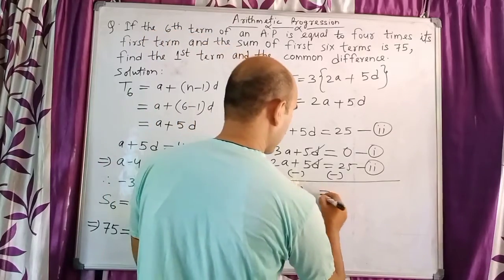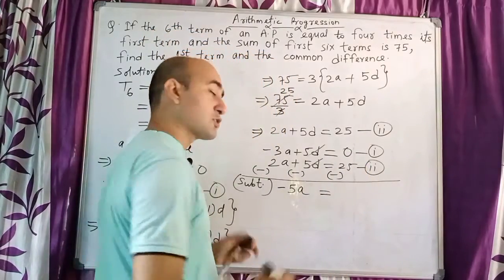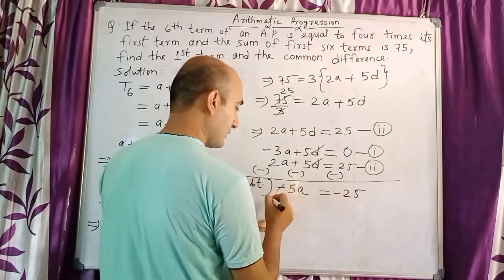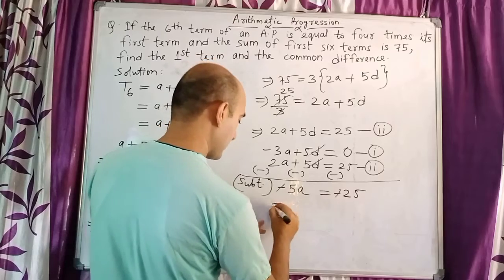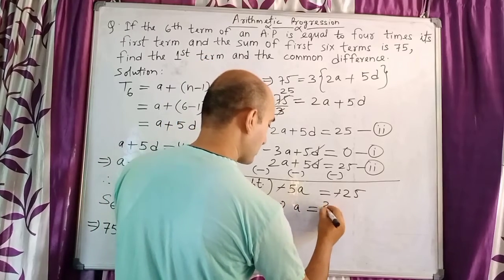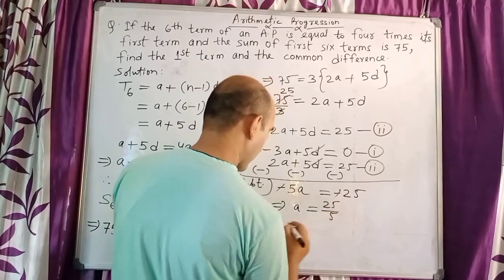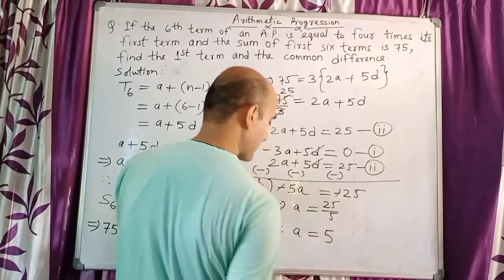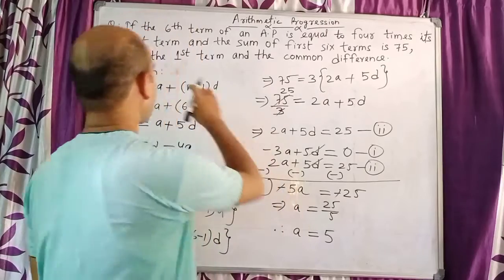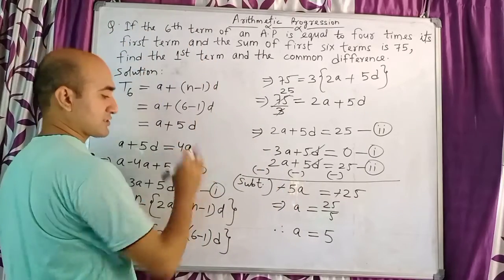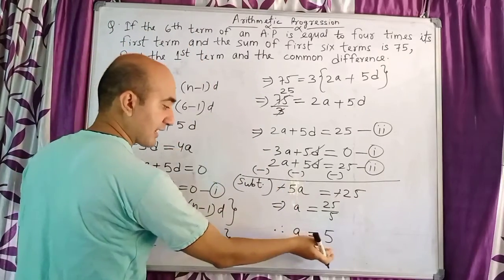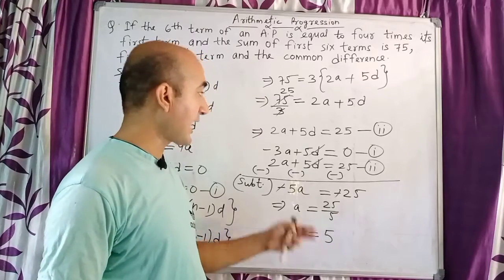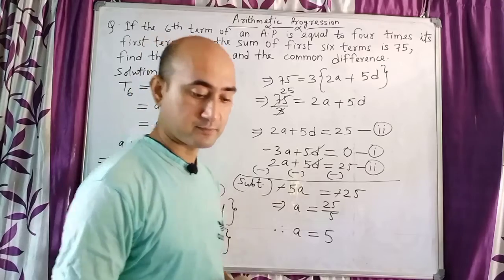And here will be 0 minus 25. 0 minus 25 is minus 25. So minus minus can be cancelled. So a will be equal to 25 by 5. Finally a value came here, a equal to 5, because 5 5s are 25. So my first answer has come. Find the first term. My first term is a and value of a is 5. Now with the help of a, I will get the value of d as well.